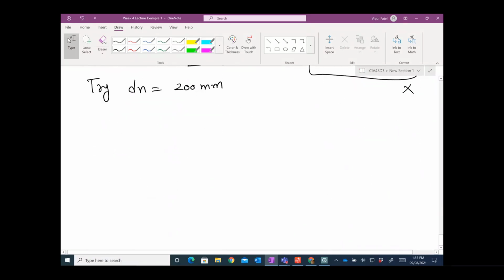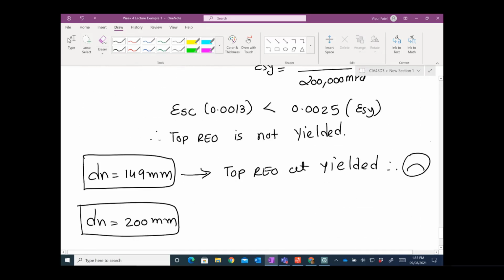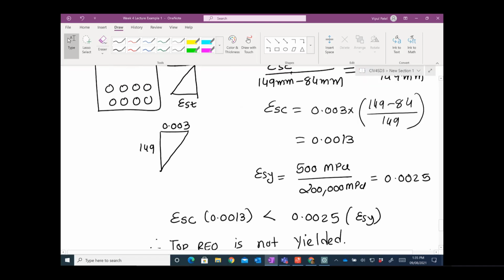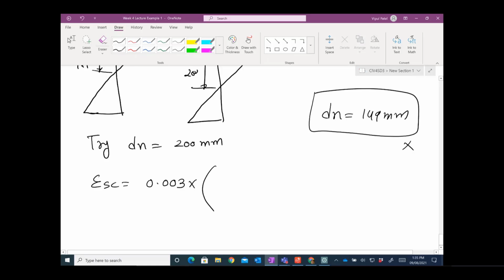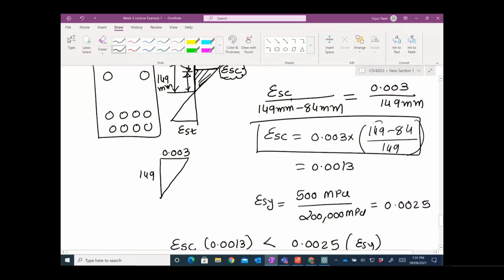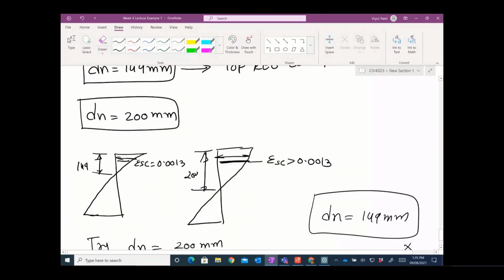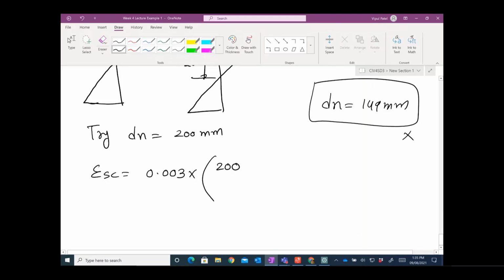So let's repeat the whole procedure again, meaning let's calculate this one first: ESC, the strain in the top rear. Remember what the equation was? 0.003 times, and then you have this. Remember, 149 was the DN, but now we change that DN to 200. So 200 take away 84, over 200. So the strain in the top rear is 0.0017.